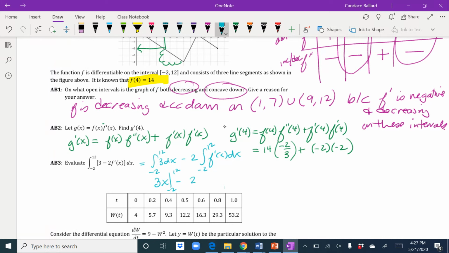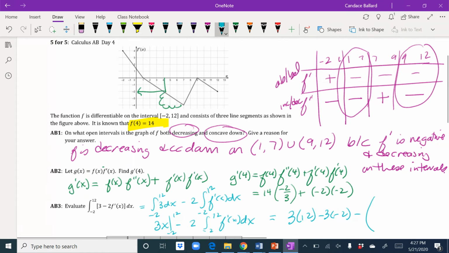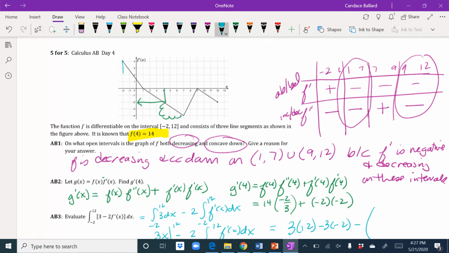Okay. So 2 times, I'm just going to keep the integral and we'll do it again. Sorry about that. We're going to use the area formulas. So 3 times 12 minus 3 times -2, just like before. Now we're going to go back and we're going to look at our graph. We're going to look between -2 and 12. So between -2 and 12, we have a triangle.